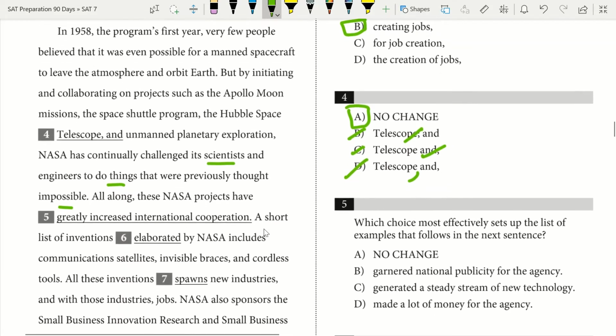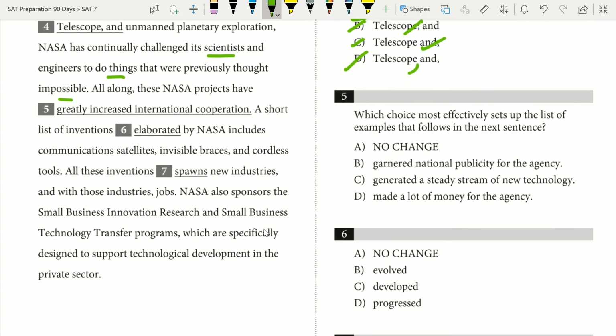All right, now we got 5. All along, these NASA projects have greatly increased international cooperation. We're asked for which choice most effectively sets up a list of examples that follows in the next sentence, so I need to know that list. So we have a short list of inventions elaborated by NASA. It should be inventions that are developed by NASA, okay, not evolved, not elaborated. We'd be looking for the word developed there, so our answer for 6 should be C.